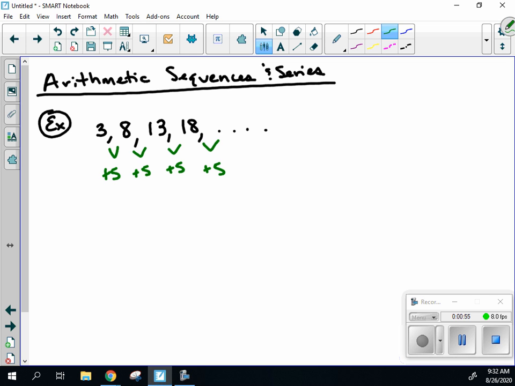Now, there are two different ways that you could look at this. The way I'm doing it currently is I need the first term in order to figure out where I'm going. Okay, so this is using a previous term. This is what we call a recursive formula.